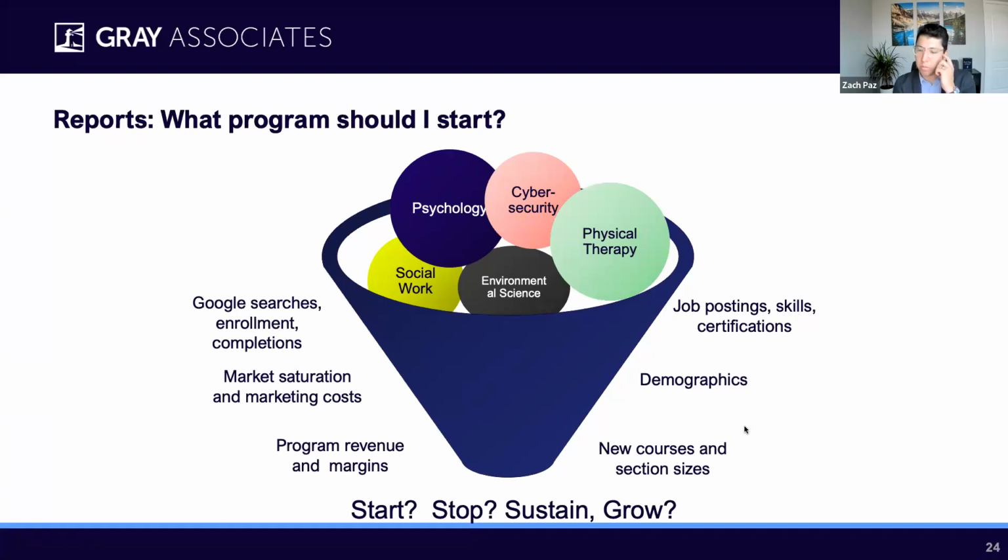So the first one is reports. One of the big questions that we always get is: what program should I start? As I mentioned in the beginning, what is the critical data and information that you need when a faculty member comes to you with a program idea? So bringing all of that into a report, you can then understand all the external market data so that you can be better informed about what your next step is for that potential opportunity.